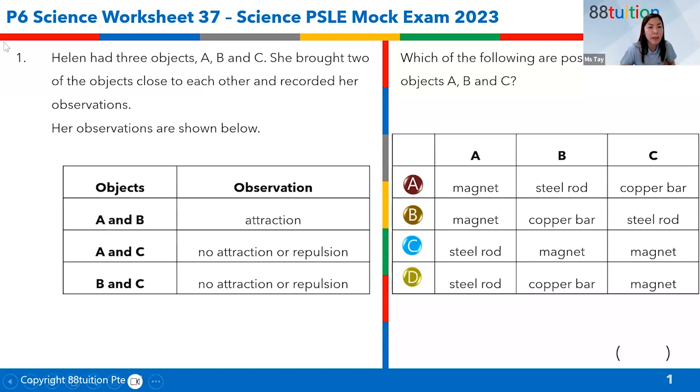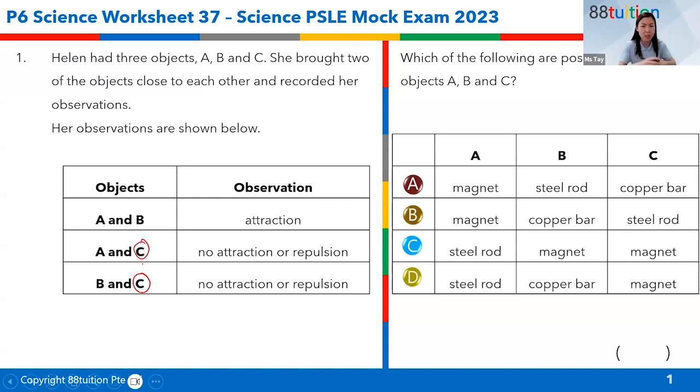So attraction can happen between magnetic material and also a magnet, correct? It can also happen for 2 magnets if their unlike poles are brought together. So A and B are classified under magnetic materials or magnets. But C, the moment C comes into play, when it comes near to A, no attraction, no repulsion. When it comes near to B, no attraction, no repulsion.